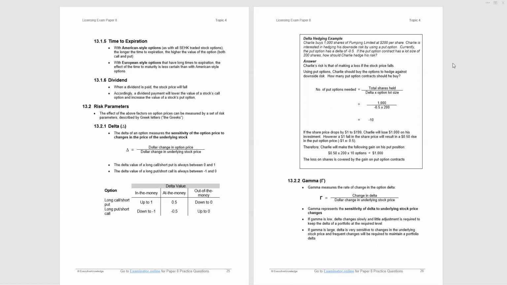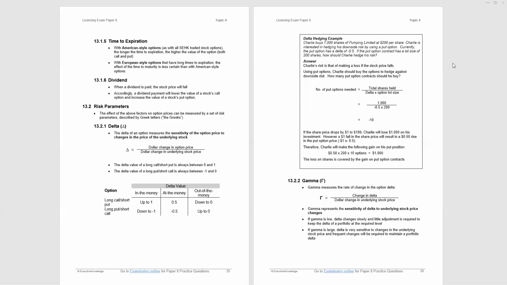And we have a little table there showing you delta value, long call, short put, in the money up to 1, at the money 0.5, out of the money down to 0. What I would take from this table, and I wouldn't get wrapped up because if they're going to examine, it's going to be one question. But always remember, at the money, options will have a delta value of 0.5, and it will be negative for a long put, short call.